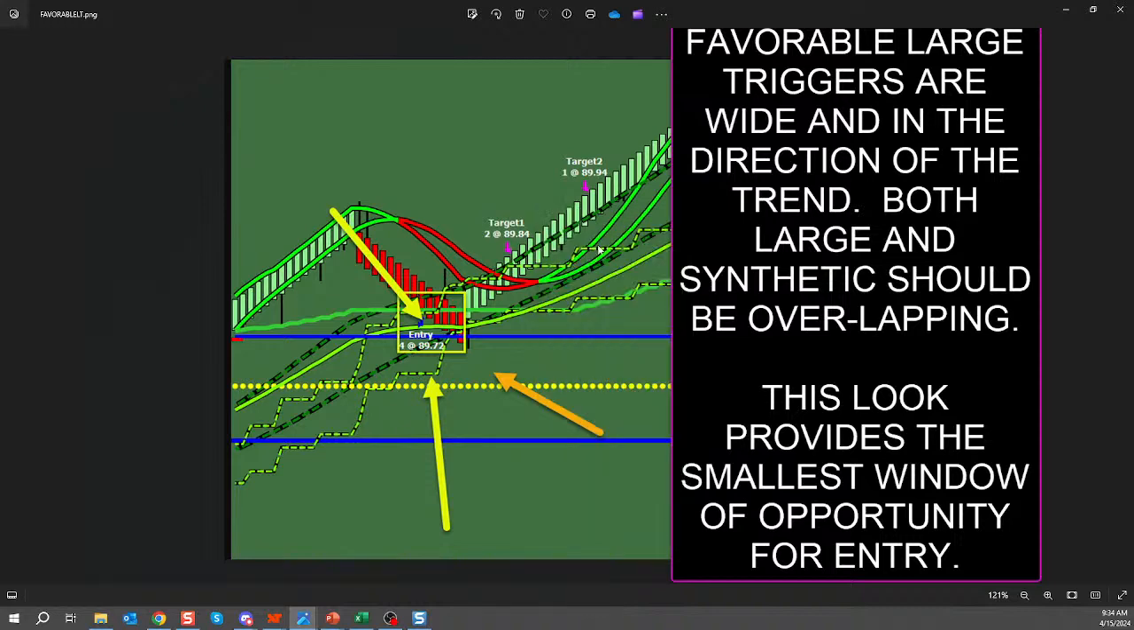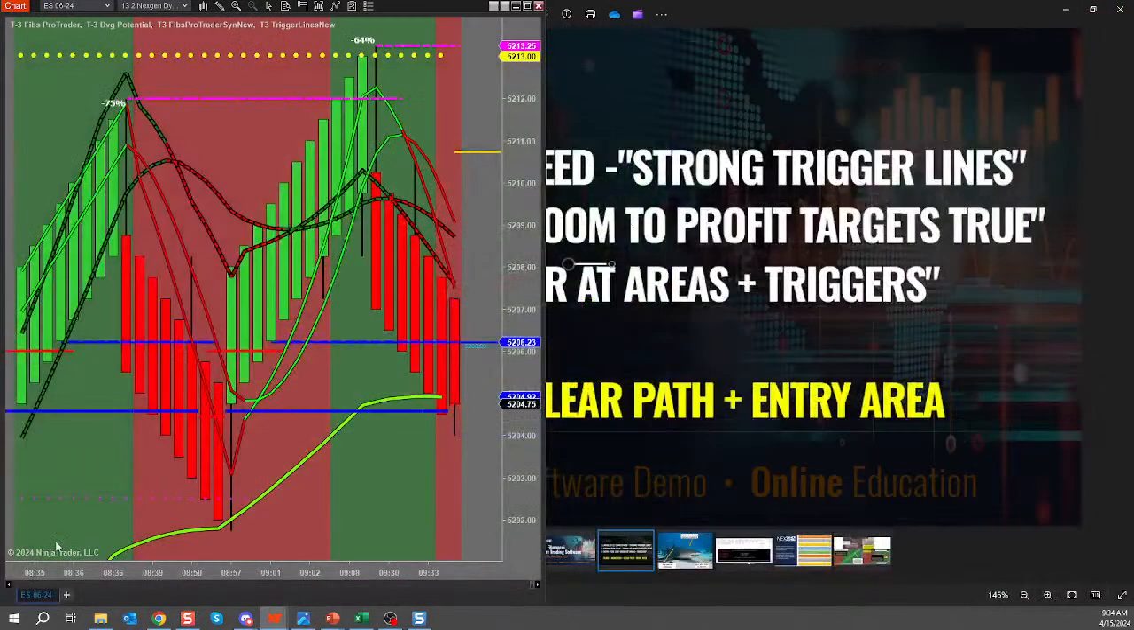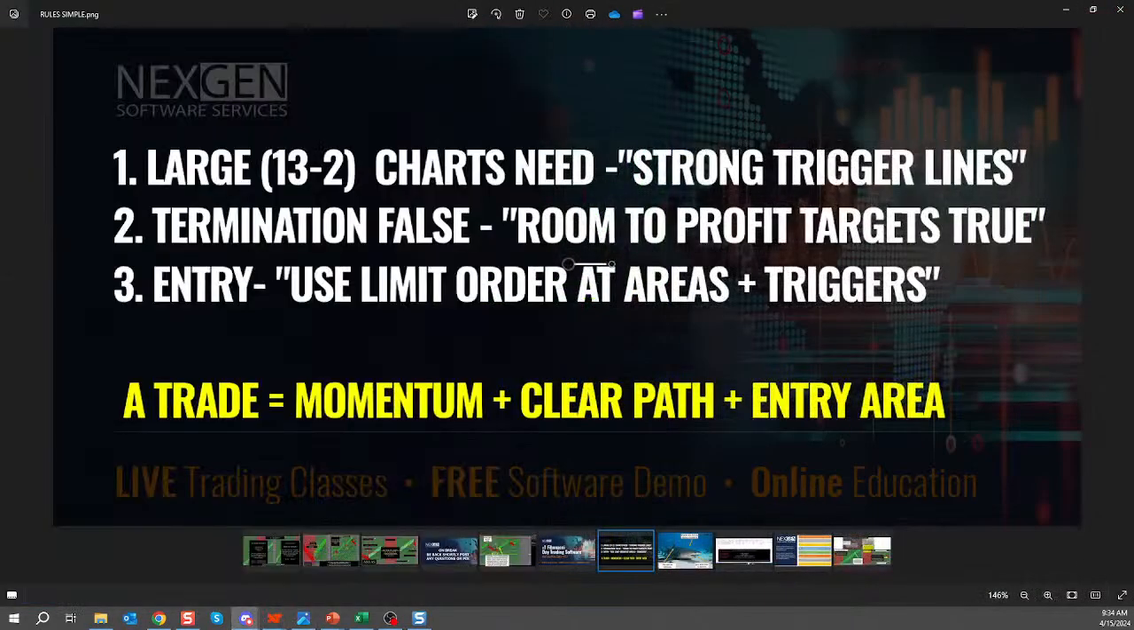I'll put this picture in the room for you. What we're going to do is use a limit order, which means you're going to have the ability to actually wait for the market to come to you. That's how good you're going to be at pinpointing entries. You're going to have that limit order waiting at an area, and that area needs to be nestled inside of those favorable large triggers, guys. And it's those 3 things that give you an entry where the market is most likely to continue. It's those 3 things that give you that third advantage.